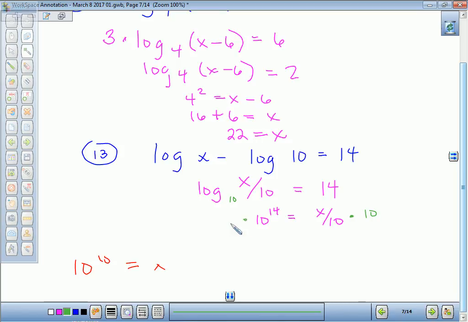Now, I'm not into writing a ton of zeros. So the way I would write my answer is, this is 10 to the 1st, and so I would just write my answer as 10 to the 15th. But if it makes you happy to write a 1 with 15 zeros following it, go for it.